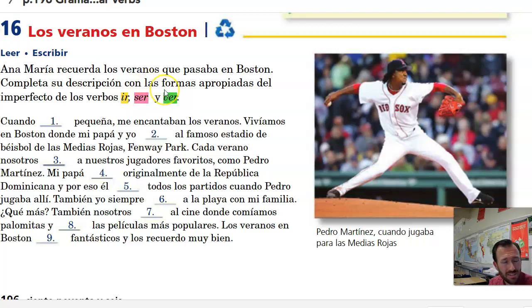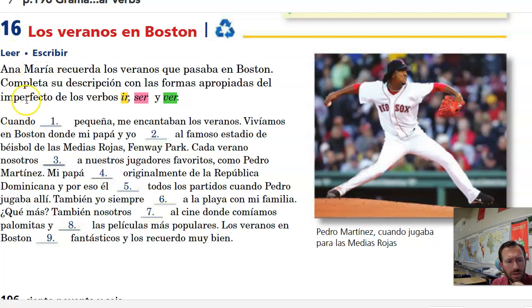For the verb ver, it's going to be some sort of event or movie or television program, something that you're watching, right? Like a television program, un programa de televisión, un partido de béisbol, for example. This particular example is talking about a baseball game.